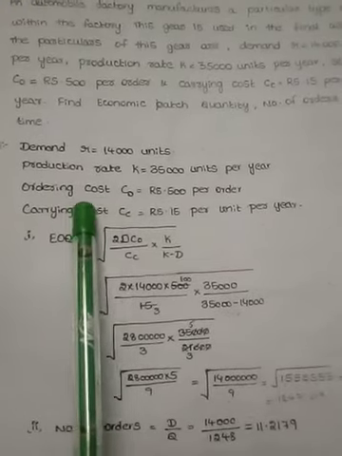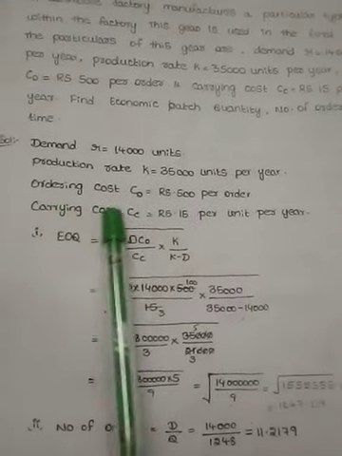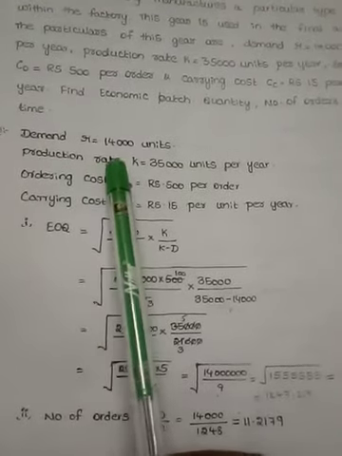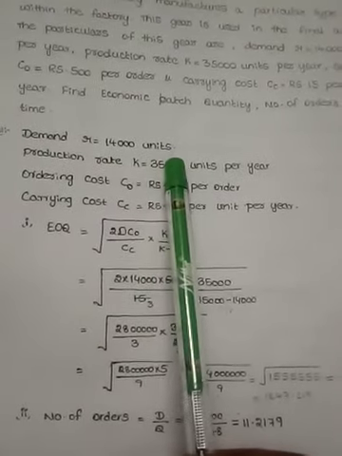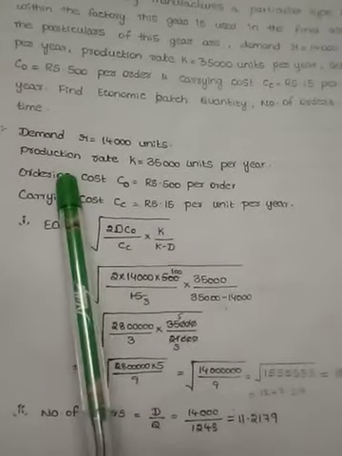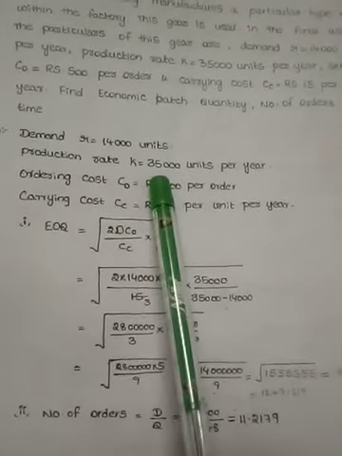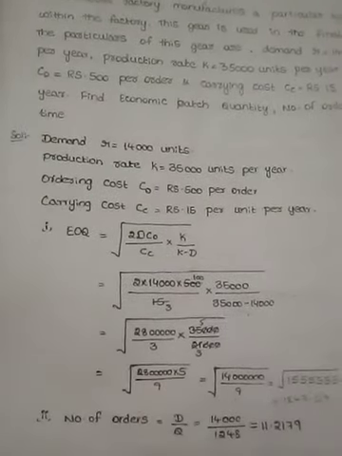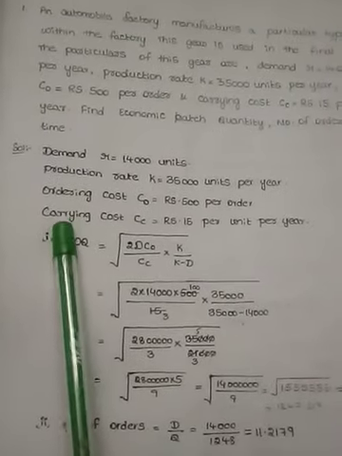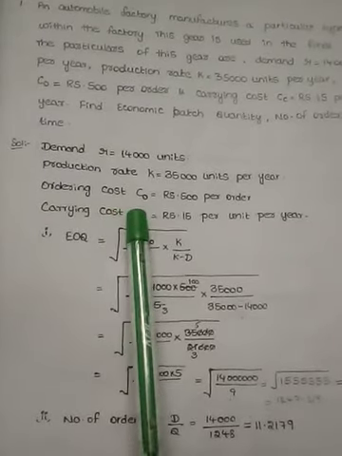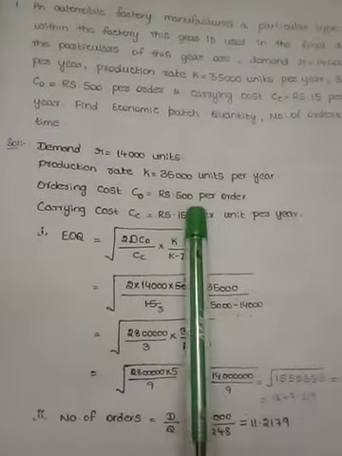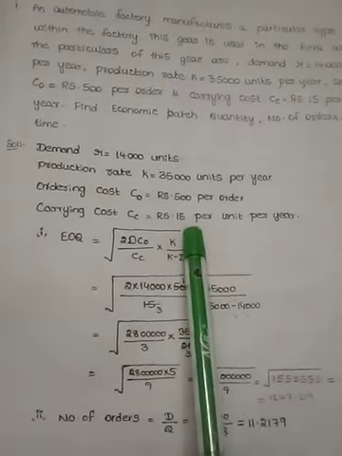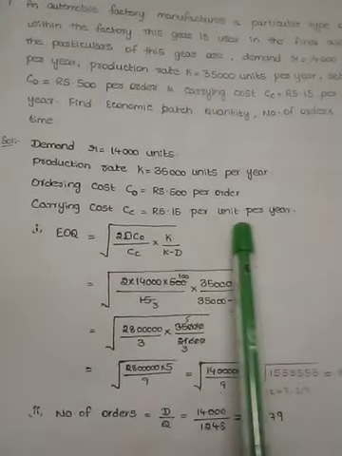Let us see the solution. Here given that demand capital D or small r is equal to 14,000 units in the above problem. Production rate capital K is equal to 35,000 units per year in this problem. Ordering cost C naught is equal to 500 rupees per order, and carrying cost Cc is equal to 15 rupees per unit per year.